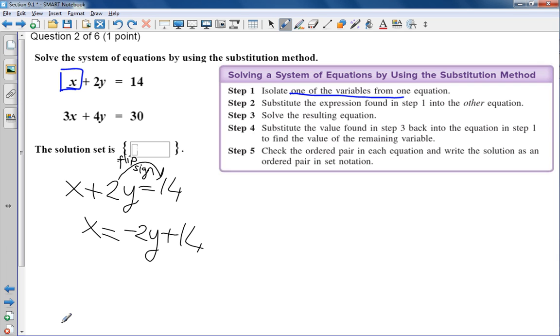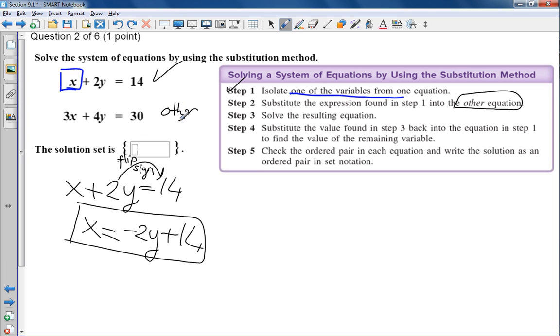Next, we're done with step one. I isolated it and we're done. Frame this thing. This is your step one result. We are going to use this where? In the other equation you haven't used yet. So I used this one, I haven't used the other one. This is the other equation they mentioned. Other equation, and I'm going to use this in here.